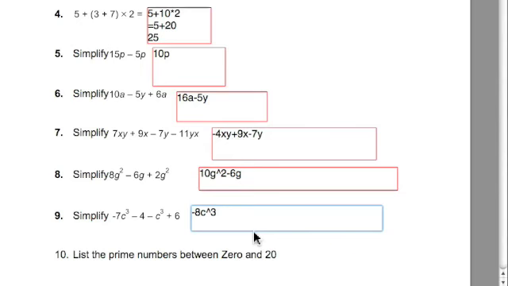Now we've got minus 4, and negative 4 and positive 6, so that's going to give us positive 2. Now numbers on their own are of course like terms.